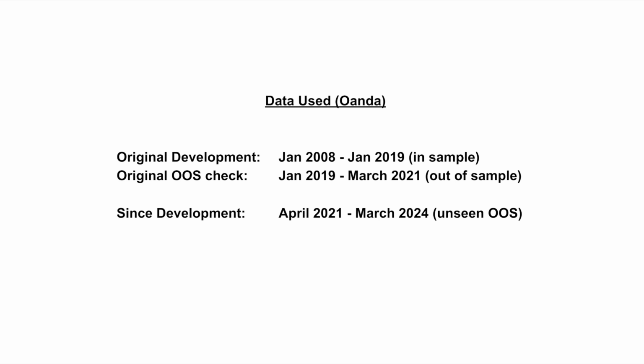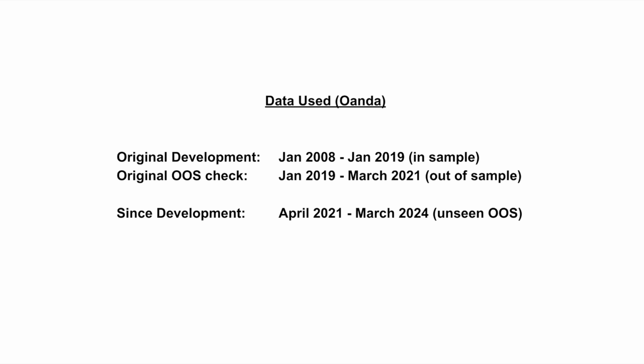The data we used is from Oanda, and in the original development, in the original video, I used data from January 2008 through to January 2019, and that's what we called the in-sample data. That's where we did the testing to see what the results were like, and that's where we chose things like our stop loss and our look-back period and our average true range volatility filter.